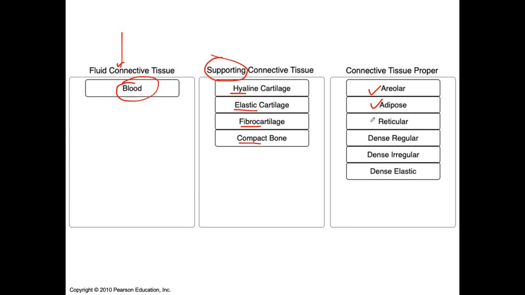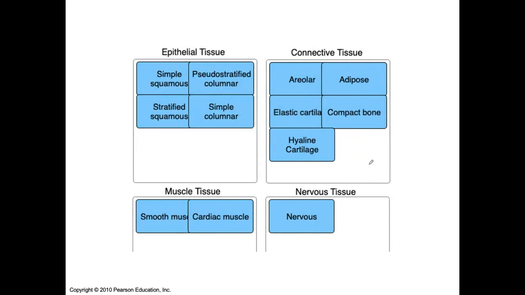Areolar, adipose, and reticular, those were loose connective tissue for connective tissue proper, and then dense regular, dense irregular, and dense elastic was our dense connective tissue proper. Now is drag and drop under the four different categories, right? There's epithelial, connective, muscle, and nervous tissue.